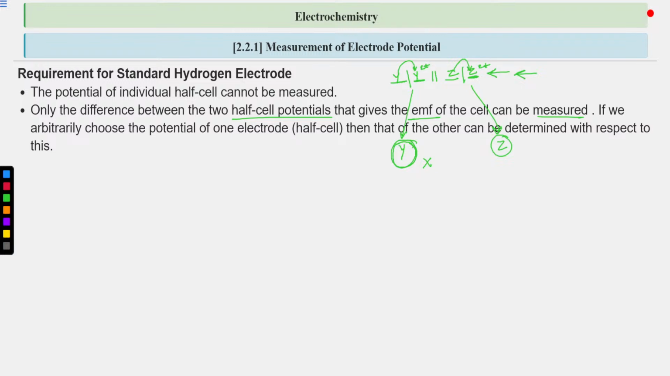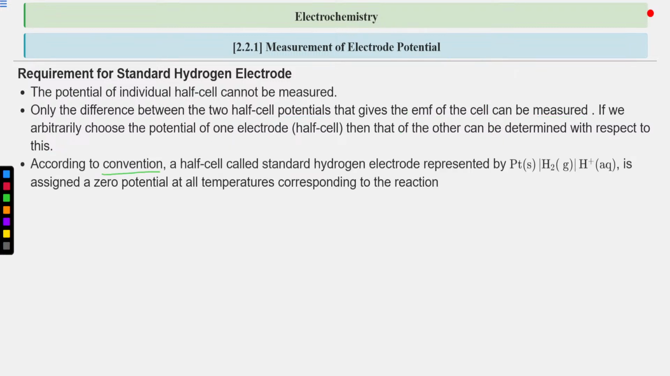If we arbitrarily choose the potential of one electrode or one half cell, then that of the other can be determined with respect to this. Okay, and now if you have the difference for any cell, which is the difference between the two half cell potentials for that particular cell, then you can choose the potential of any one electrode, any one half cell, and then you can find out the other respective half cell potential. Okay, so this is what this point is saying.